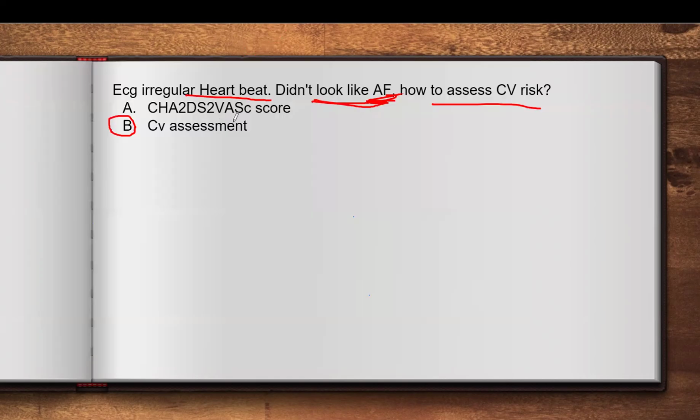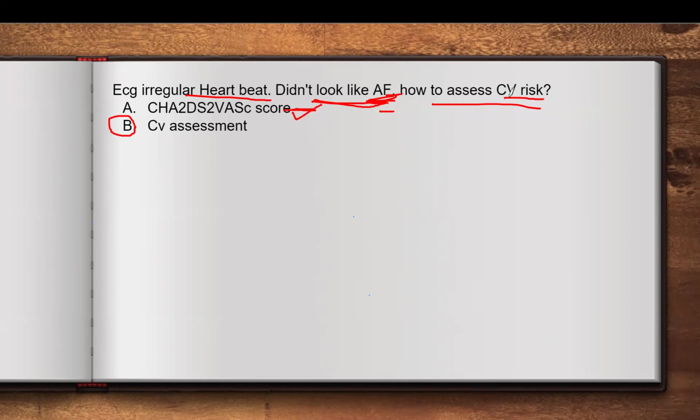When do you do the CHADS score? The CHADS score is done when there is atrial fibrillation in a patient and there is risk of having some stroke. Okay, and you need to give that patient some anticoagulant in order to prevent that stroke. So the CHADS score will tell the risk and also tell you whether this patient needs anticoagulant or not. So this score is for preventing the stroke. This is not to assess the cardiovascular risk.